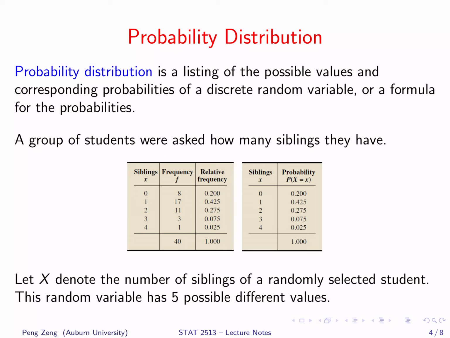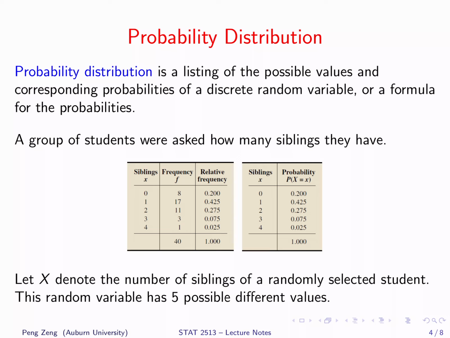For example, a group of students were asked how many siblings they have. The left table lists the frequencies of the number of siblings. In this example, the number of siblings of a randomly selected student is a random variable. Use letter X to denote this random variable. X has 5 possible different values, ranging from 0 to 4. The right table lists the probability distribution of X.